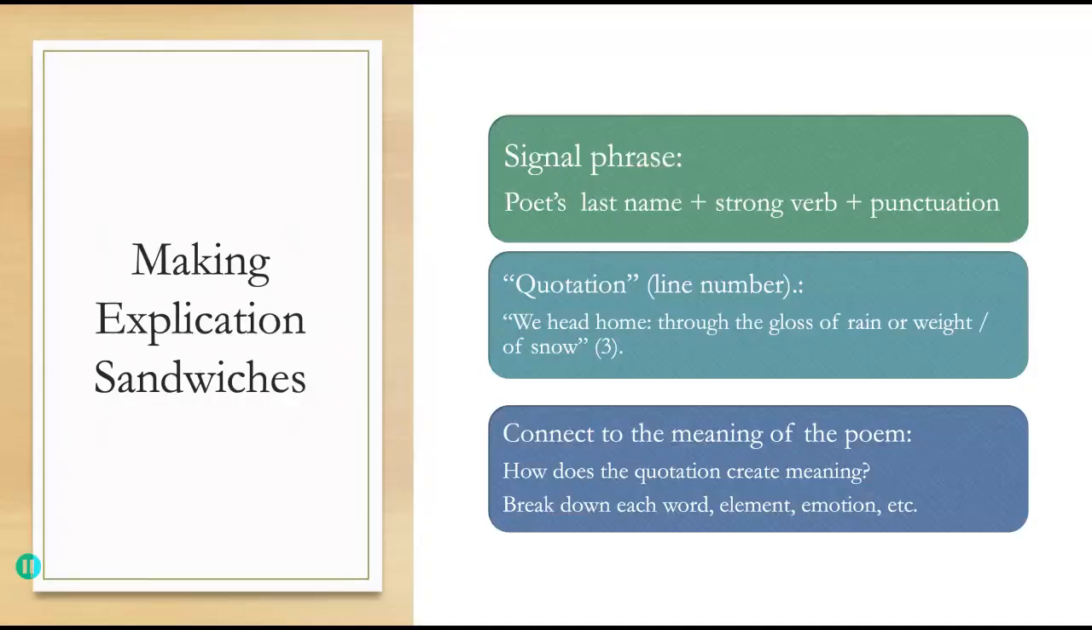When writing your explication draft, you want to remember the sandwich making model we've discussed all semester. Before a quotation, you can include a signal phrase. Then you'll have your quotation with the line number in parentheses. And then after the quotation from the poem, you'll want to analyze it and connect the quotation to the particular meaning of the poem from your thesis statement.